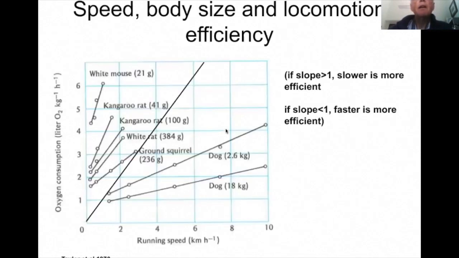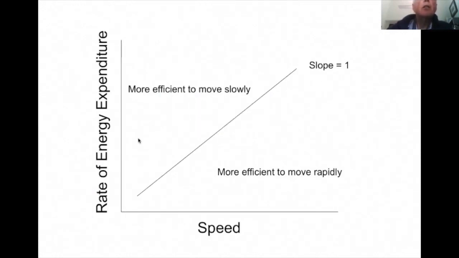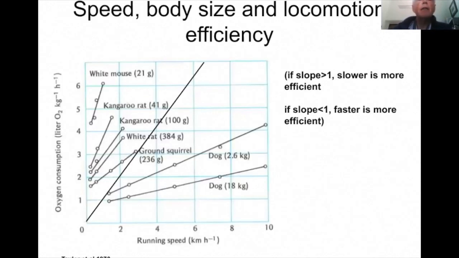But if the slope was greater than 1, then it would be more efficient to move slowly. And if the slope was less than 1, it would be more efficient to move rapidly. So it simply then became a matter of measuring the slope for different species and asking the question. And as it turns out, these are some data from Taylor's original paper. Now there's a lot more information. But as it turns out, different species have these cost of transport functions with very different slopes.